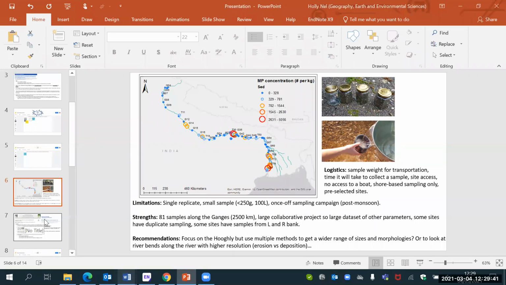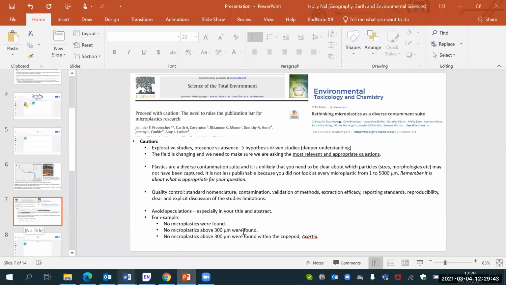So I'm going to quickly move on because we're running a bit out of time. But the other paper that I wanted to draw your attention to is a paper done by Jennifer Provenster, I think her name is. They wrote this paper called Proceed with Caution, the Need to Raise the Publication Bar.